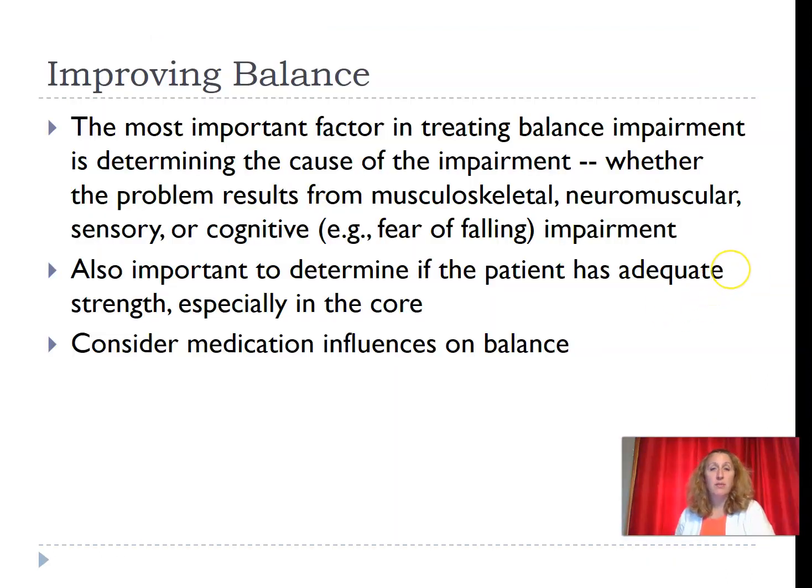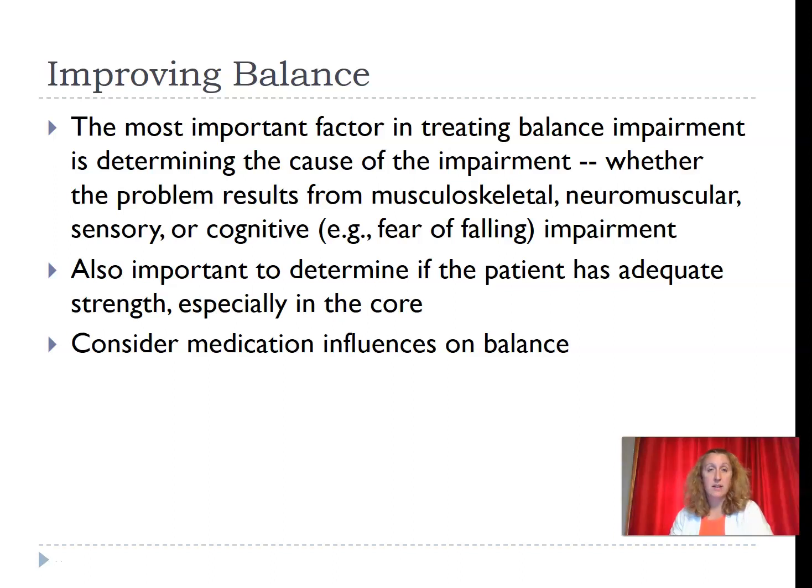So how would we improve balance? We obviously need to know what system is causing the balance impairment. If it's something with the vestibular system or the visual system, then obviously that's going to require a different type of approach when trying to improve balance. But we need to know whether or not it's a strength issue, or how the brain processes input, either proprioception or kinesthesia. And then we want to look at those specific systems to focus our interventions on.